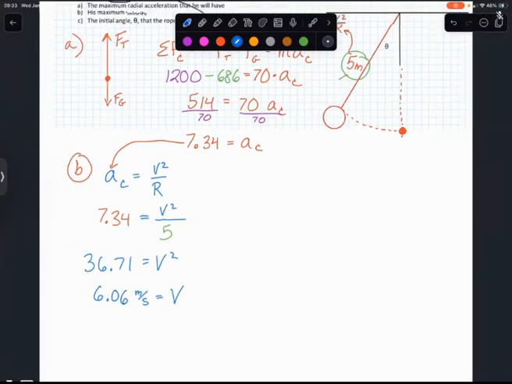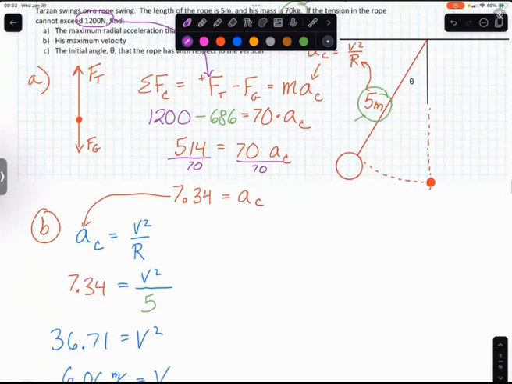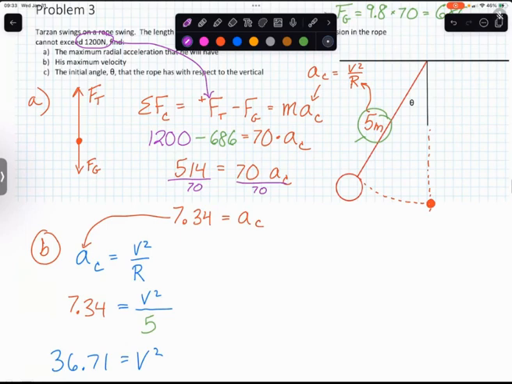Okay, let's do it. All right, so then for part C, we're trying to find the initial angle that the rope has with the vertical. And so we're going to use conservation of energy. And so we need to figure out what this change in height is so that we can find that angle. So that's H. We're going to also label this part Y.